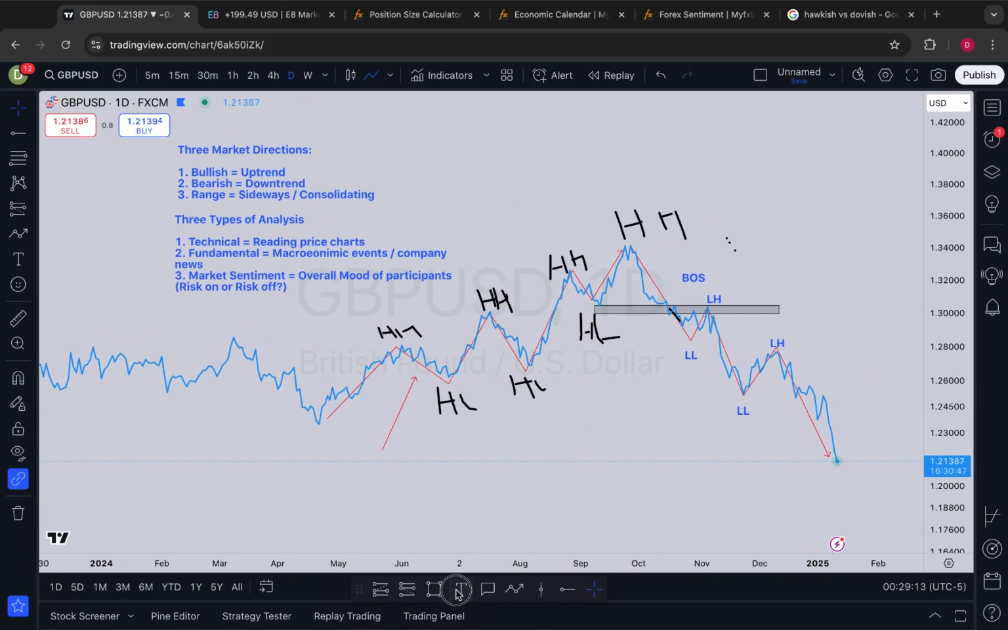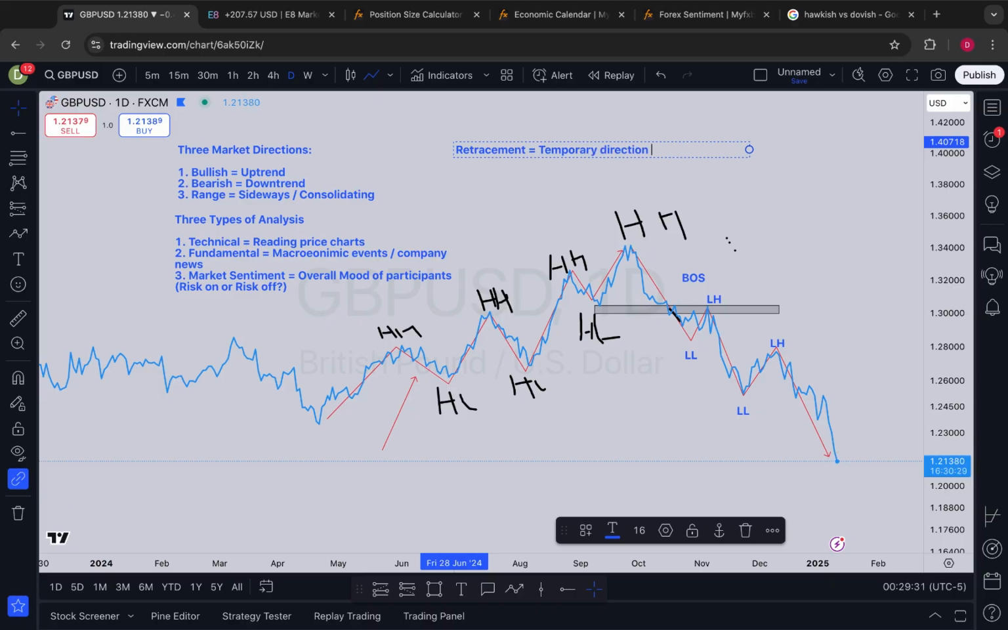And I'll type it up here. Retracement equals a temporary direction change before continuing the overall trend.